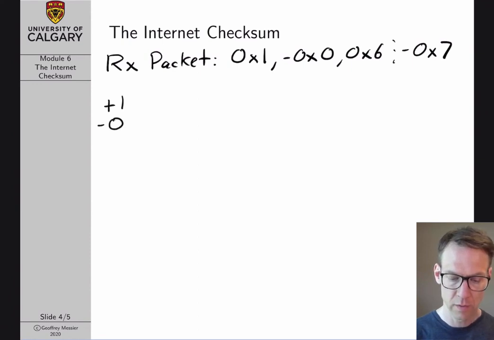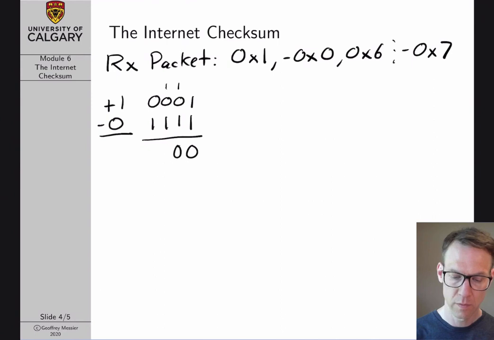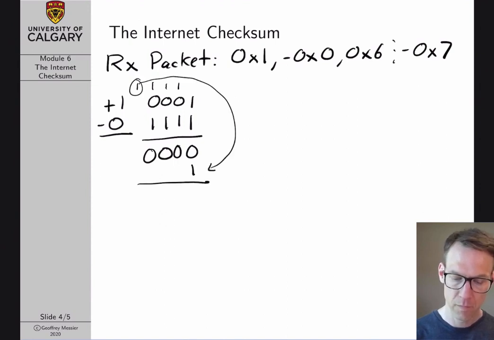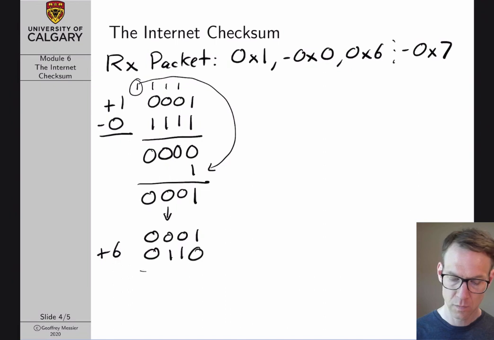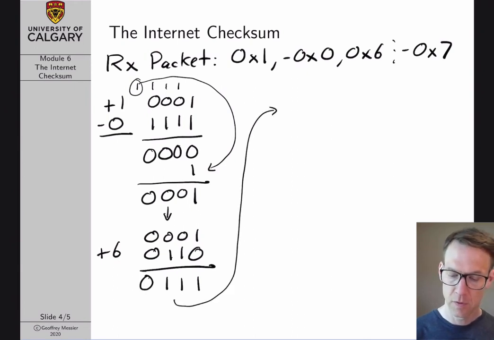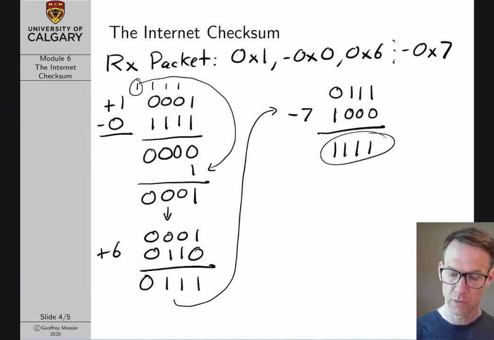Okay, so let's start by adding 1 with our negative 0001. Okay, then we add to 6. And then finally, we take that result and subtract 7 from it. And the result is 0.